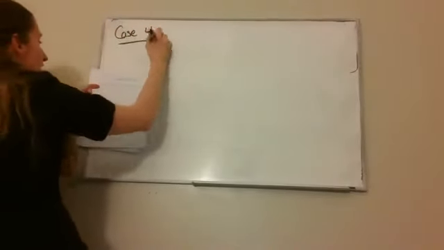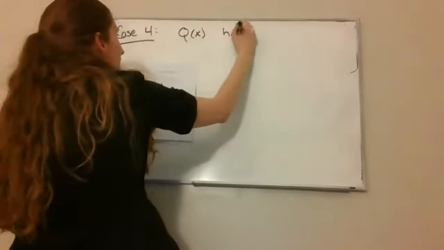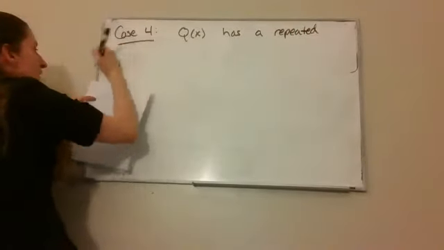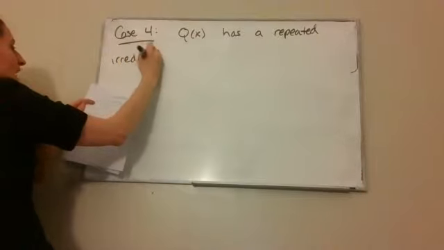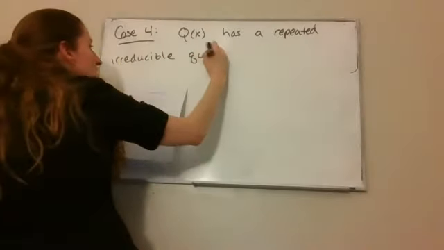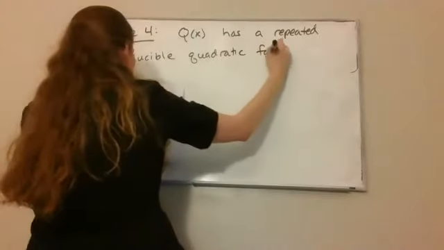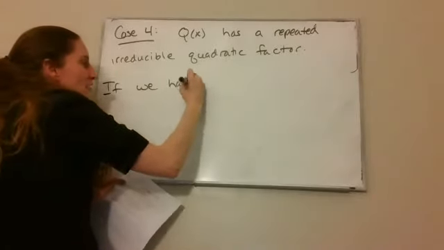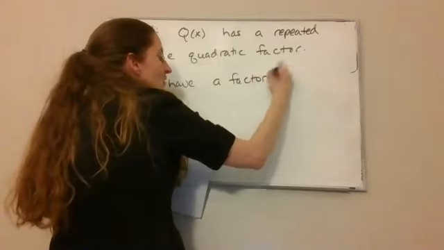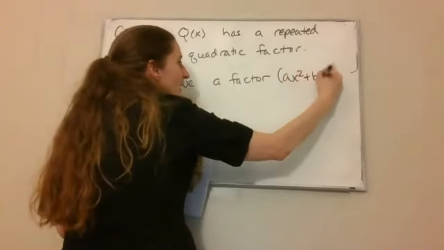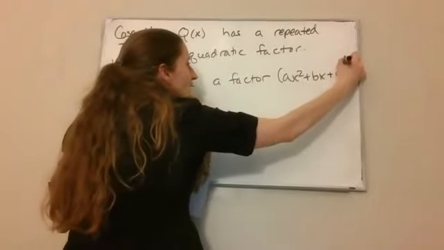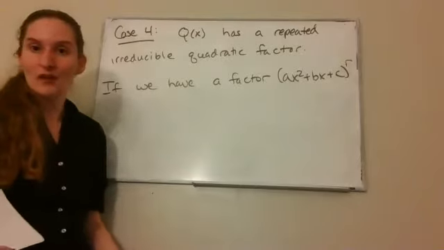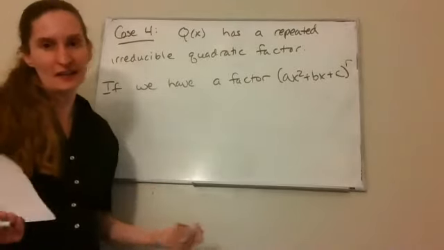So case 4, your denominator has a repeated irreducible quadratic factor. So if we have a factor that looks like ax squared plus bx plus c, and it happens r times, well, it's just the same as with the repeated linear ones, except you're going to have powers of the quadratic instead of powers of a linear.